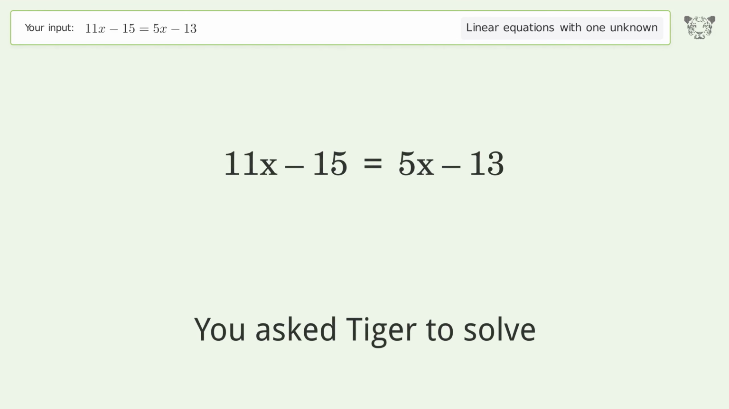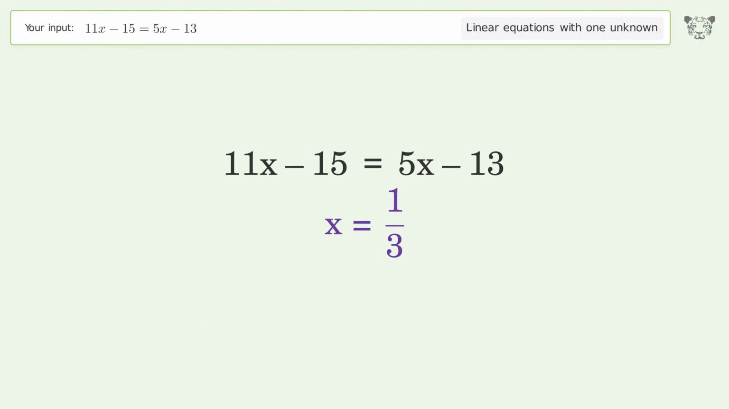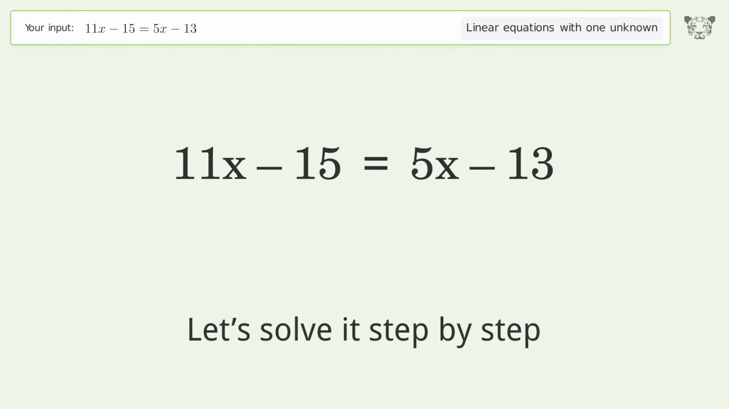You ask Tiger to solve this. It deals with linear equations with one unknown. The final result is x equals 1/3. Let's solve it step by step.